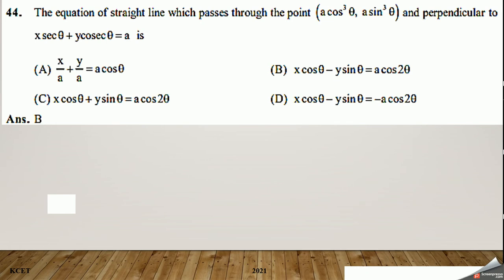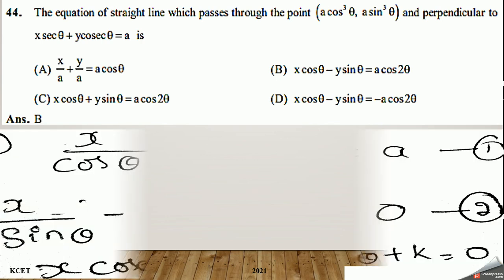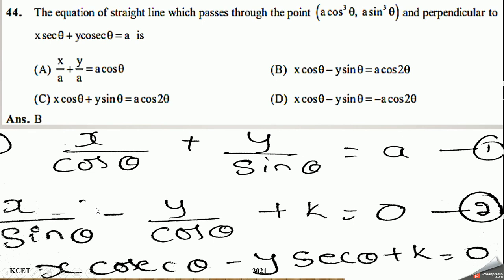Coming to this, the equation of the straight line which passes through the point a cos cube theta, a sin cube theta, and perpendicular to x secant theta plus y cosecant theta equals a is. You can see that in all the options you have the answer in terms of sin and cos. We'll reduce the given equation in terms of sin and cos. So I can write this as x by cos theta plus y by sin theta equals a.